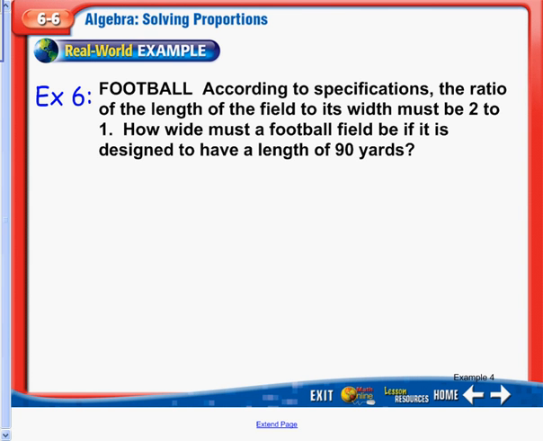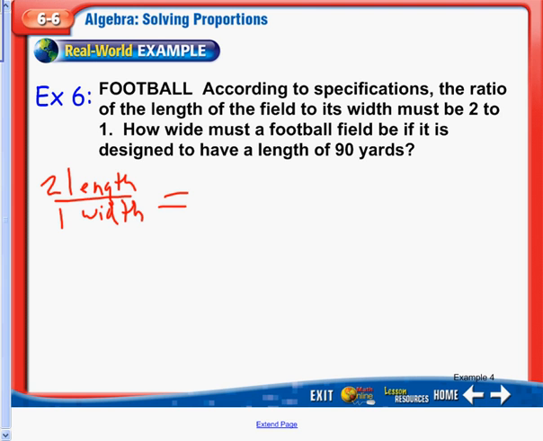Our next problem is football. According to specification, the ratio of the length of the field to its width must be 2 to 1. How wide must a football field be if it's designed to have a length of 90 yards? So right now it's telling us length to width is going to be 2 to 1. 2 length times 1 width, because length is always bigger.